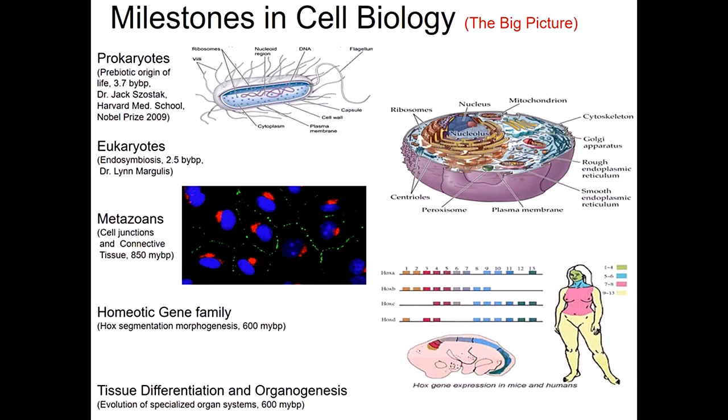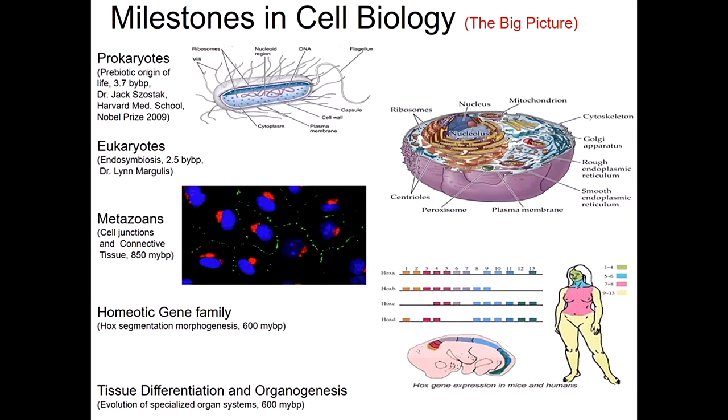Usually it is some form of cyanobacteria that has left a deposit in the fossil record. So that's the earliest evidence that we have for life.